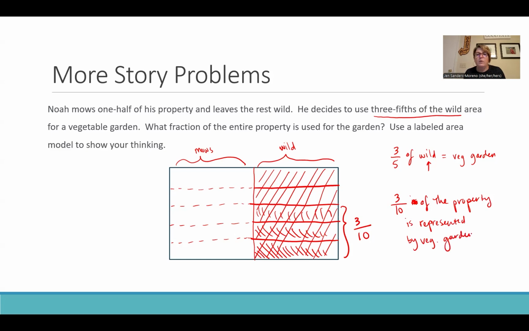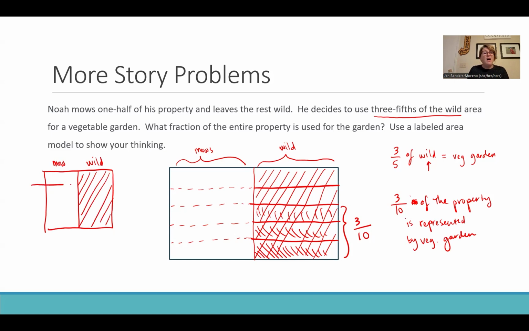Okay. Woo! All right. If you like the double shaded instead, okay, I'll do a small one over here. So where we would change it up is after we labeled that this was the side that we mowed, this is the wild, and the emphasis was put on the wild.